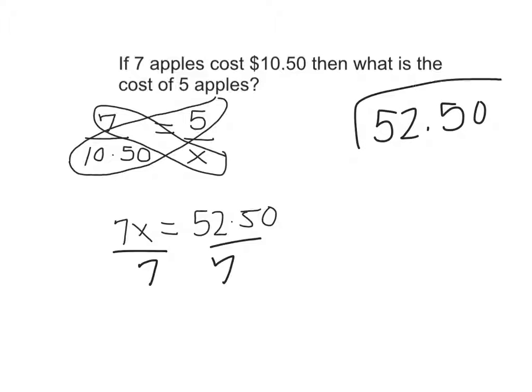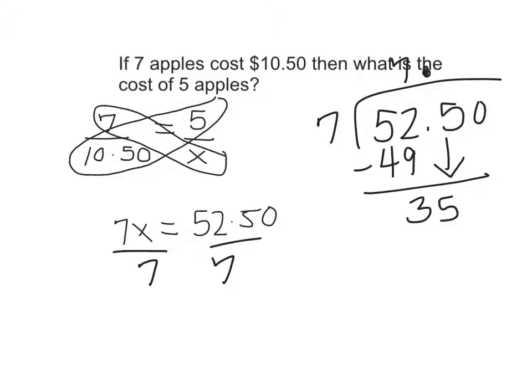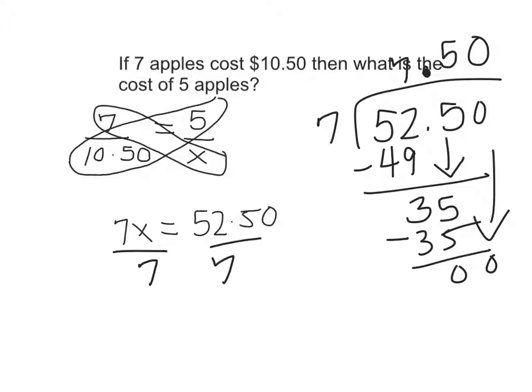52.50 divided by 7. 7 goes into 52 7 times, so minus 49. 52 minus 49 is 3. Bring down the 5. I put my decimal place right there. 7 goes into 35 5 times. Minus 35, 0. Bring down the 0. 7 goes into 0 0 times. So my cost, X, is equal to $7.50. So if I want to buy 5 apples, it's going to cost me $7.50.